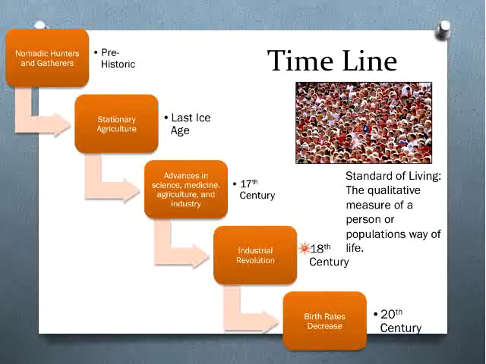In the 18th century, we have the Industrial Revolution. We have that high demand for children's labor. Therefore, family sizes are going to increase. And then finally, in the 20th century, we have the birth rates decrease, which in return just makes the overall increase in population go up.